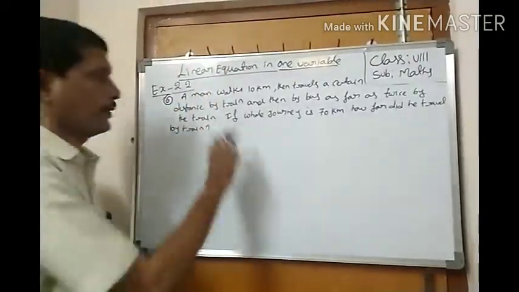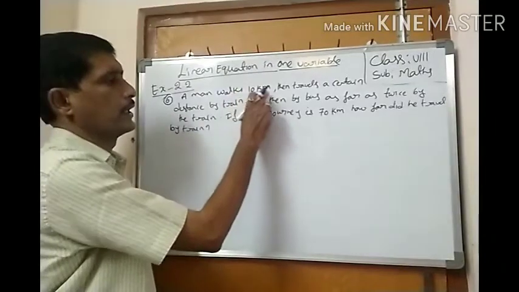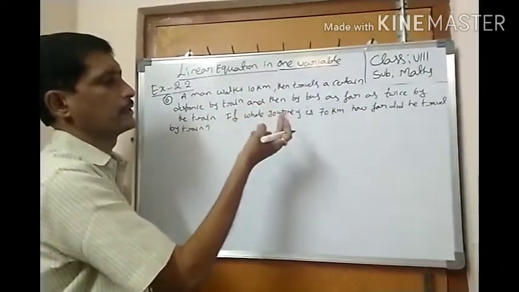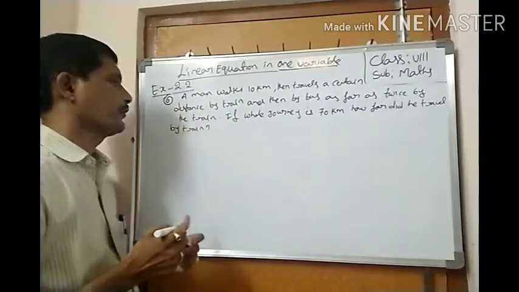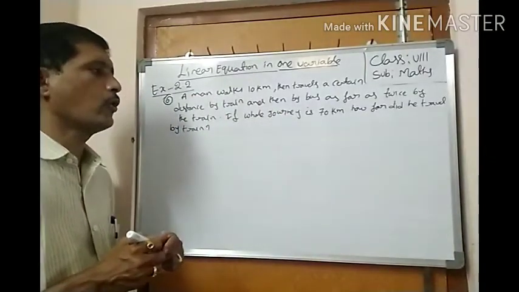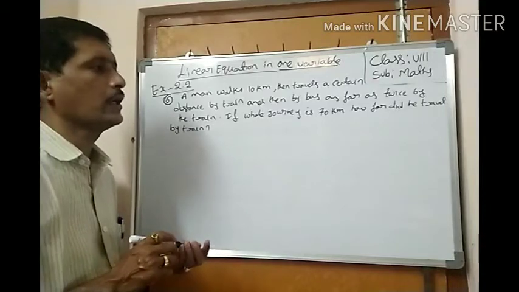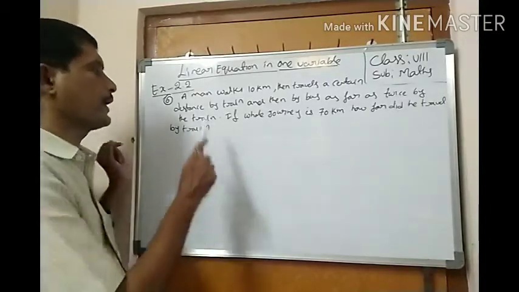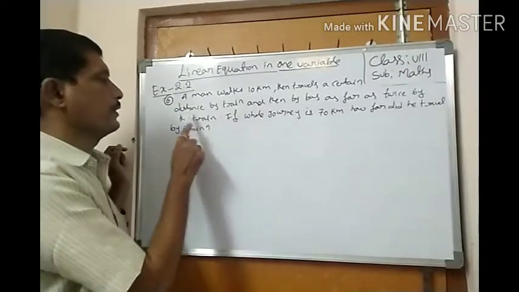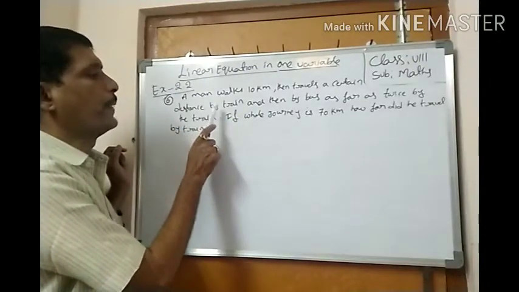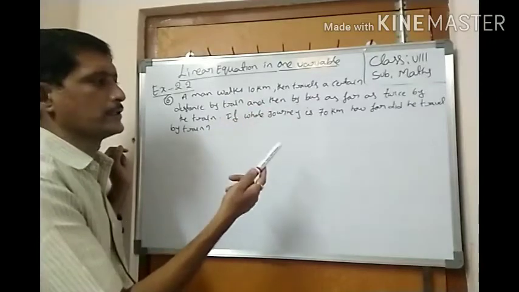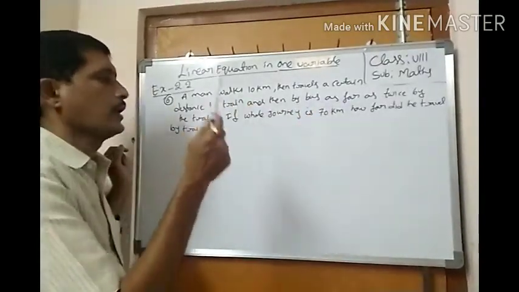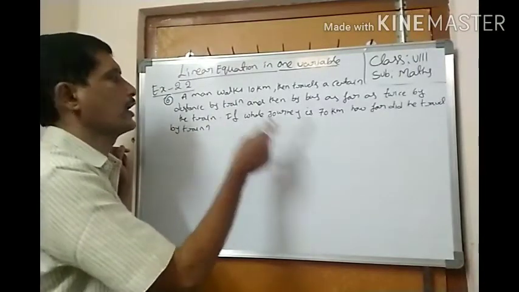Here see, a man walks 10 kilometers, then travels a certain distance by train, then by bus, as far as twice by the train. If the whole journey is 70 kilometers, how far did he travel by train? Therefore, let the person travel distance by train, that is x kilometers, then by bus, that is twice by train, therefore 2x. Therefore, total journey is 70 kilometers.